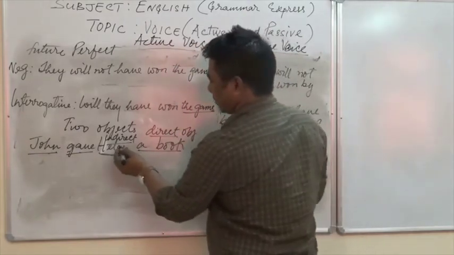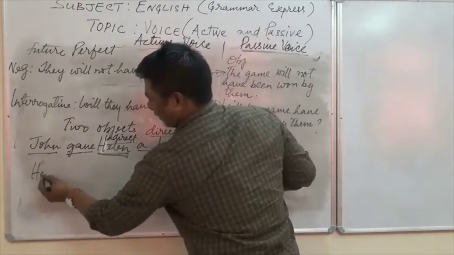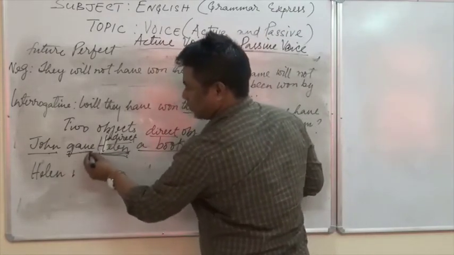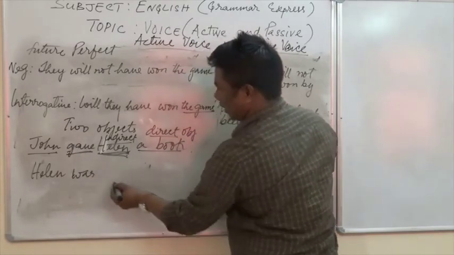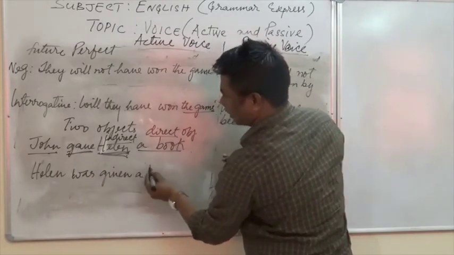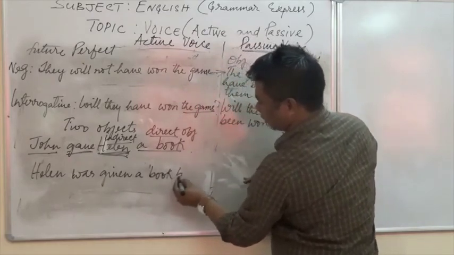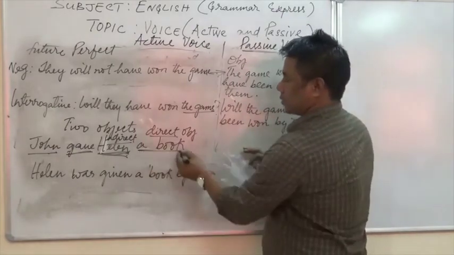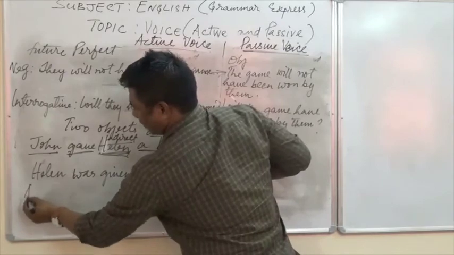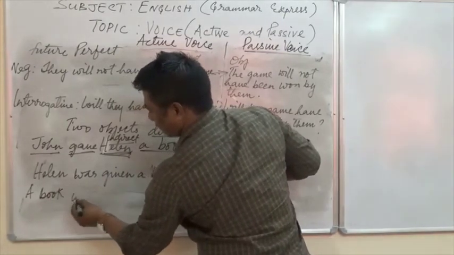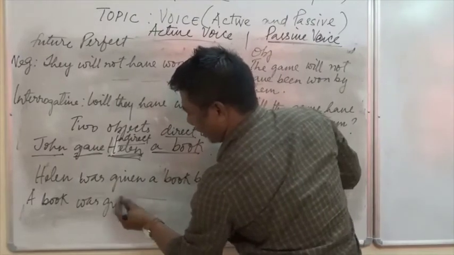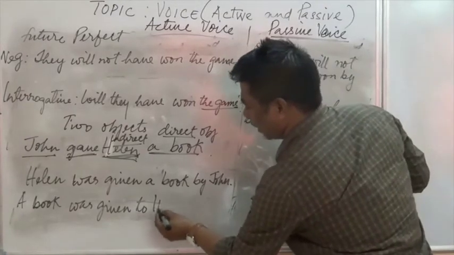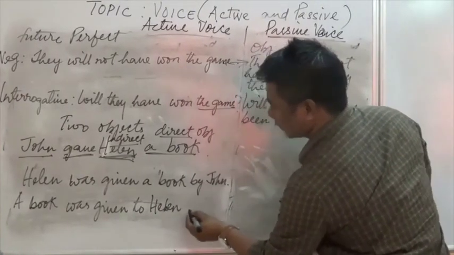Taking for example, we take Helen as the object. Simple past becomes was. Helen was given a book by John. Or we can take the book as the object. A book was given. A book was given to Helen by John.